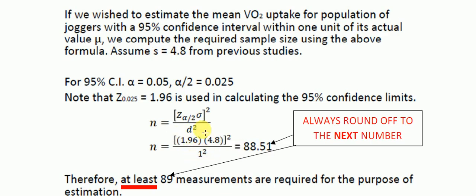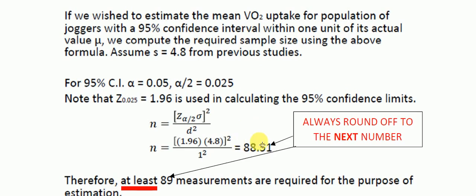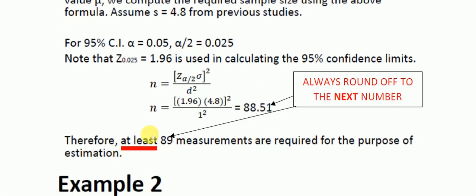we put in the value of 1 because here we have confidence interval within 1 unit of its actual value. We discussed that d, which is the bound on error, is found in the question in this way. So we simply plug in the values and calculate. Therefore, at least 89 measurements are required for the purpose of estimation. Once we calculate, we get the value of 88.51.